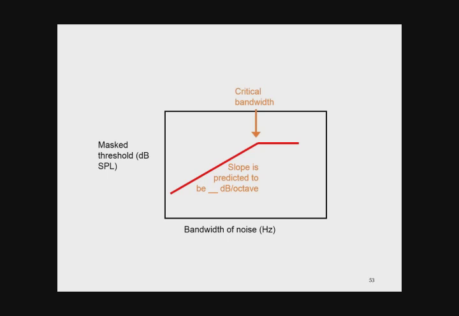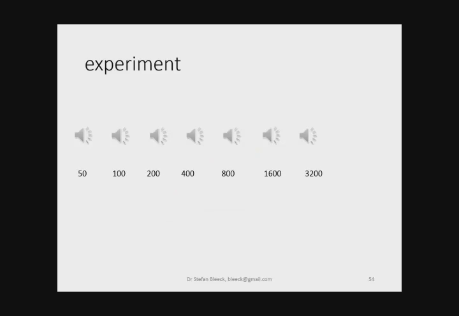And there is a knee point in this curve. It's called the critical bandwidth. Below that bandwidth, the noise masks. And above this bandwidth, the noise doesn't mask. So the noise that doesn't mask is obviously dealt with differently in the auditory system than the noise that does mask. And that's the point where the auditory filters come in.